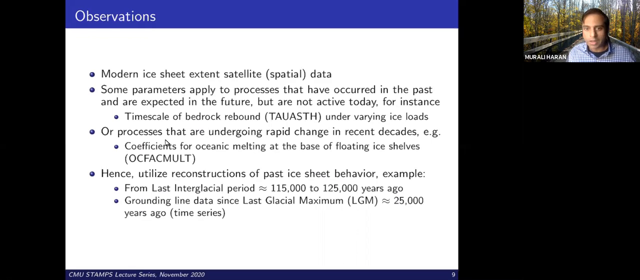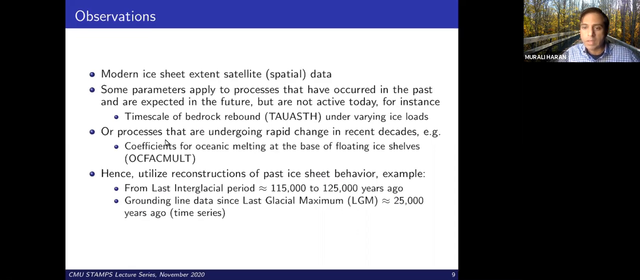So that's a way to get the parameters to be calibrated to the modern ice sheet. But of course, you can imagine that if you have essentially one point that's a small snapshot of the behavior of something that's millions of years old, this is not going to really constrain the parameters very well. You're only going to learn so much. In particular, I pointed out a few of these parameters. Some parameters apply to processes that have occurred in the past and are expected to occur in the future, but are not active today.